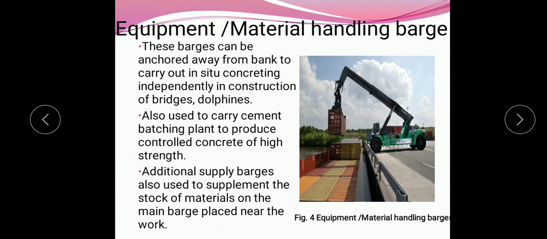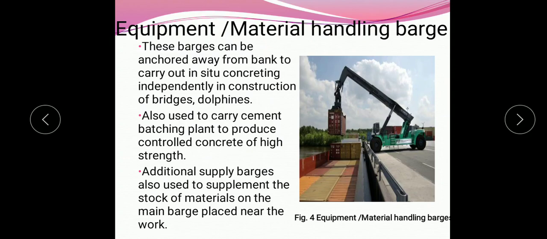As the name indicates, such type of platforms are used for carrying the equipment or material on the construction site. These barges can be anchored away from the bank, that is river bank, to carry out in situ concreting independently in construction of bridges, dolphins, etc. Here in situ means on the construction site itself we can use such type of platforms for concreting. It is also used to carry cement batching plant to produce controlled concrete of high strength.